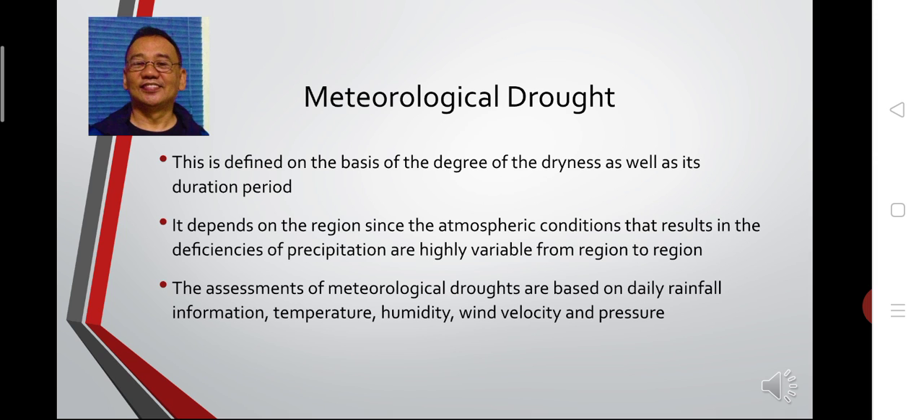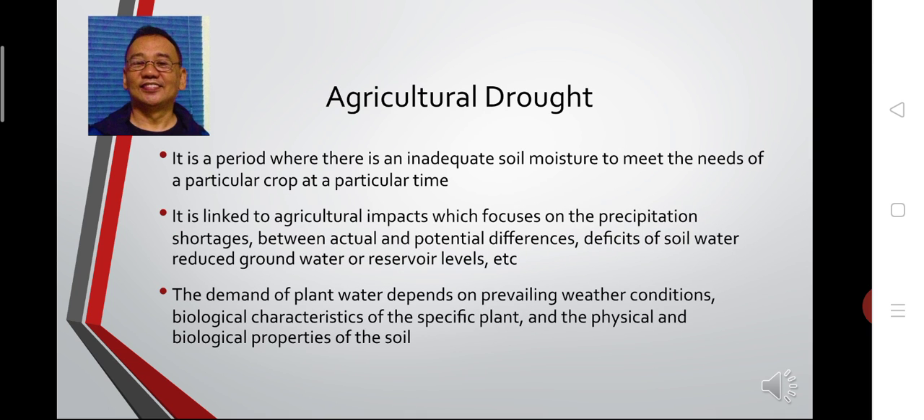Medyo minsan merong mahabang drought, no, or na-experience yung tinatawag na El Nino, and it can be seen, no, in different areas. So the assessment of the meteorological drought is based on daily rainfall information, temperature, humidity, wind velocity, and pressure. So ito yung mga instruments na ginagamit. Now, another one is agricultural drought, yung sa ating mga pananim.